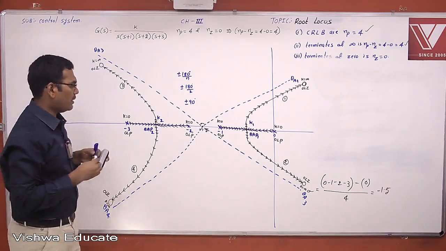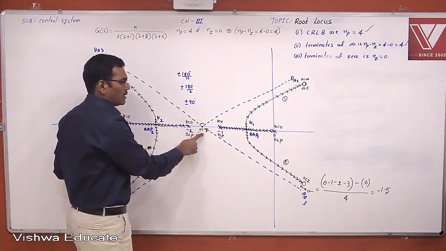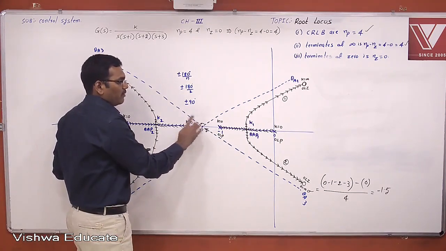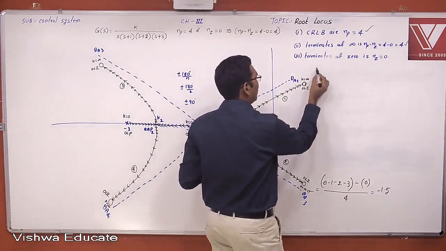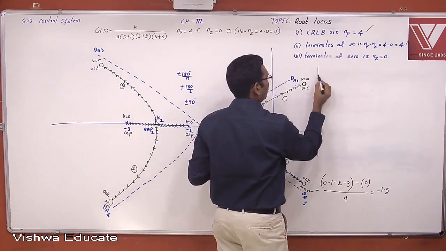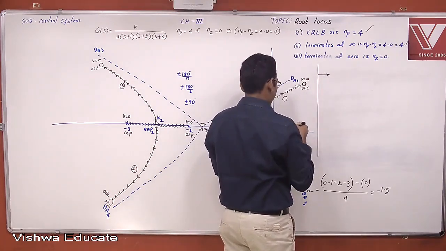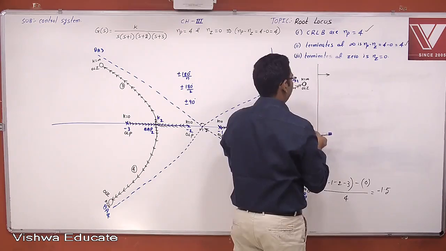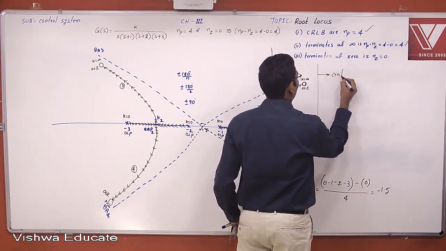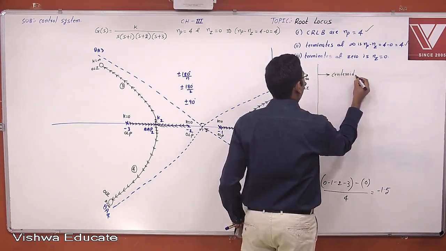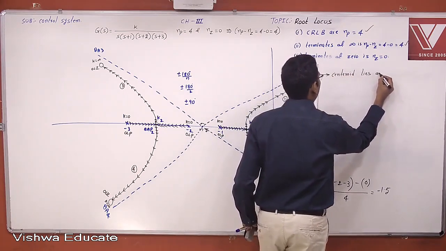And one important point: where is the centroid? The centroid is minus 1.5, which is not on the root locus branches. Therefore, a few important points I want to share with you. Now, the first important point: the centroid lies anywhere.